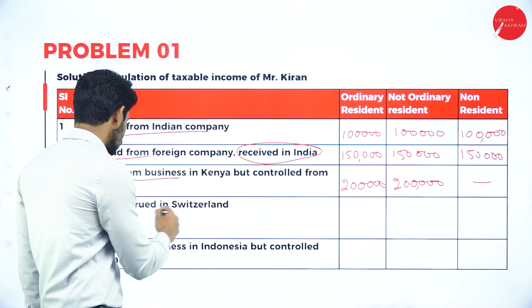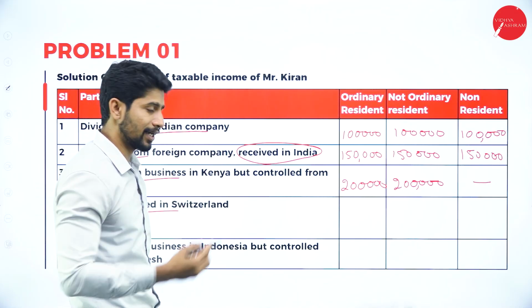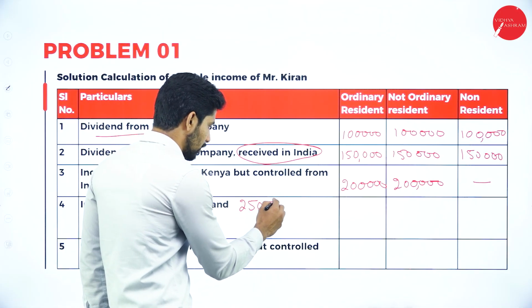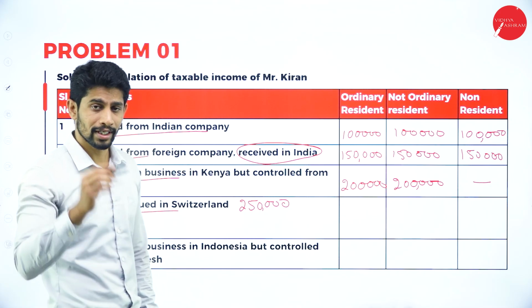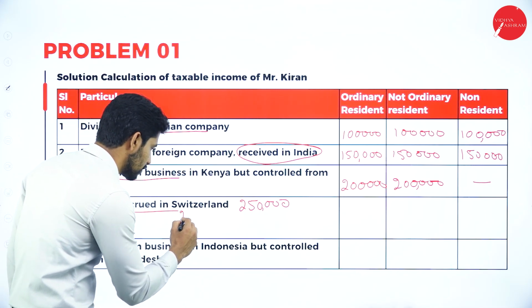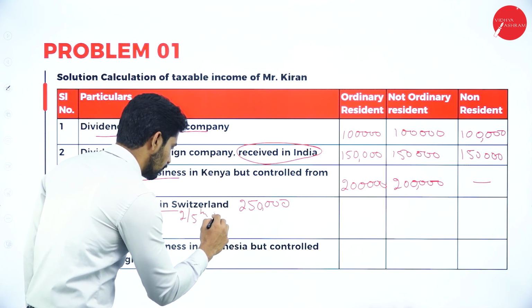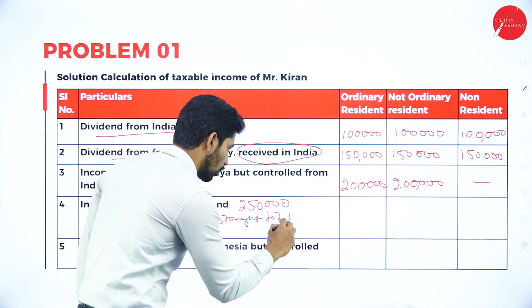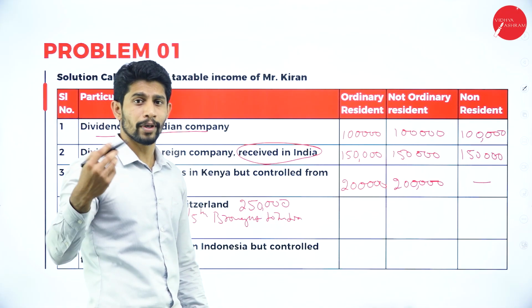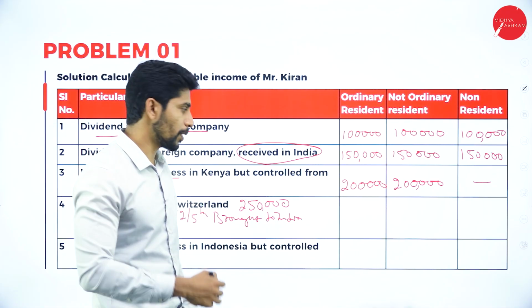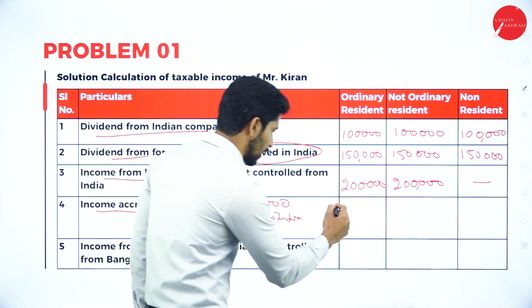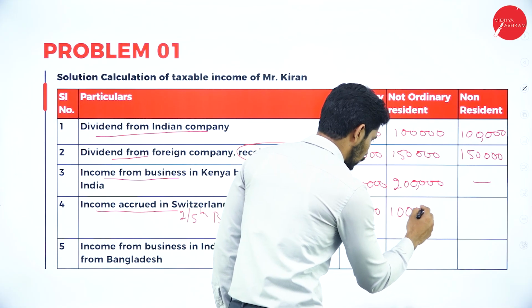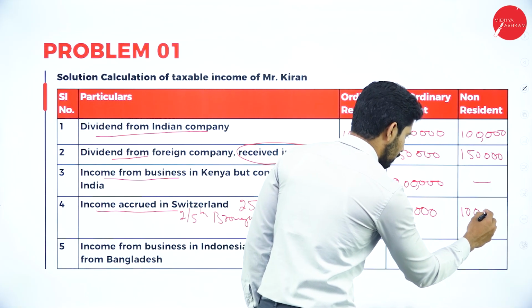Next one, income accrued in Switzerland. The income accrued in Switzerland is rupees 2,50,000, right? In that, 2 by 5th is brought to India. That means the 2 by 5th amount belongs to India. What is 2 by 5th of 2,50,000? It is 1 lakh. This 1 lakh is taxable in all three cases: 1 lakh, 1 lakh, and 1 lakh.